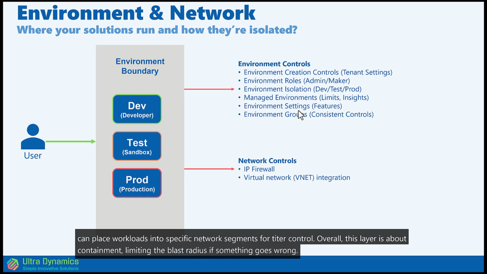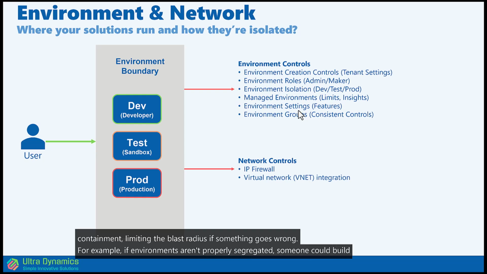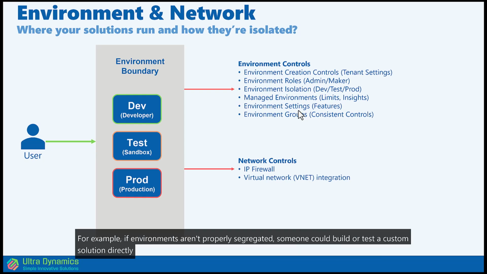For example, if environments aren't properly segregated, someone could build or test a custom solution directly against production, increasing the risk of accidental data exposure or disruption. Or without network restrictions, access to your environment could come from unmanaged or untrusted locations.